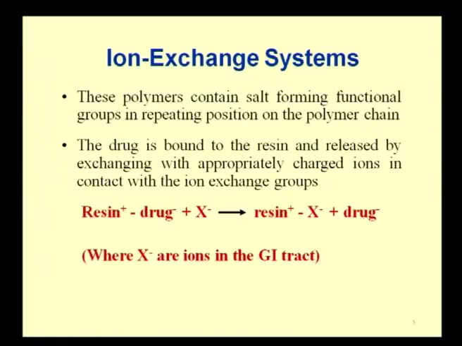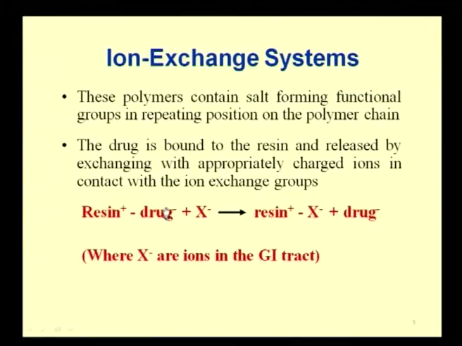When such a polymer with the drug bound to it is put into the body, when there is a presence of other ions available in the system, the exchange process takes place. For example, if we have X minus, it could be a chloride ion or a sulfate ion or any other anionic ion that could be present in the medium, which has the potential capacity to exchange the drug portion with this.